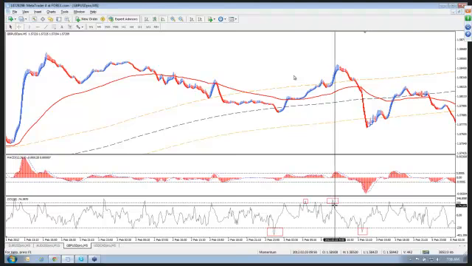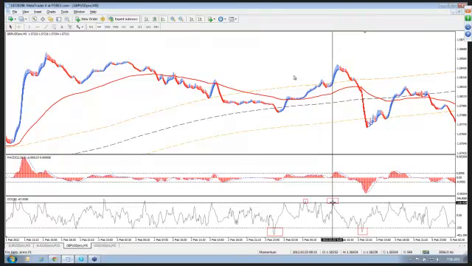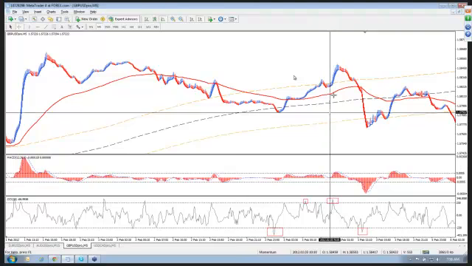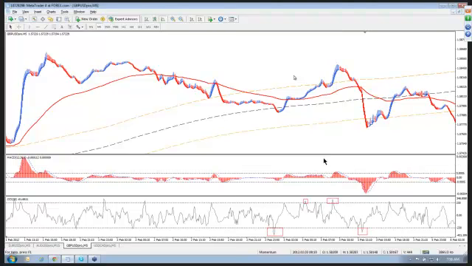Right here, we get CCI moving out, but I get the MACD confirmation. So now that this has happened, I'm looking to trade this. I'm looking for a color change in the opposite direction to trade this.